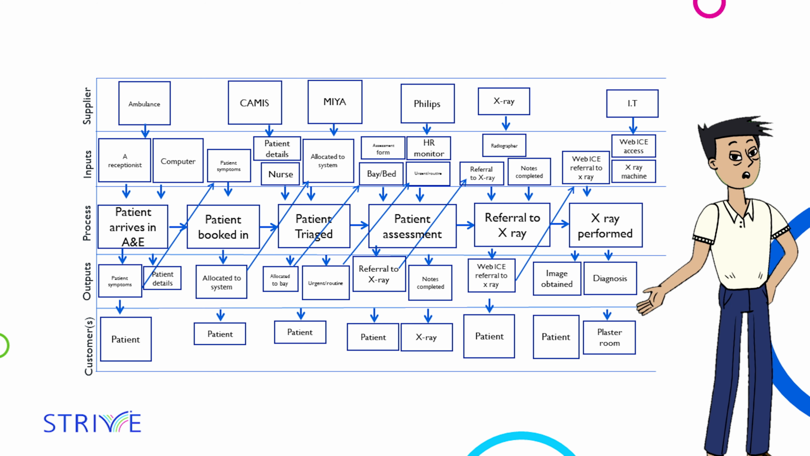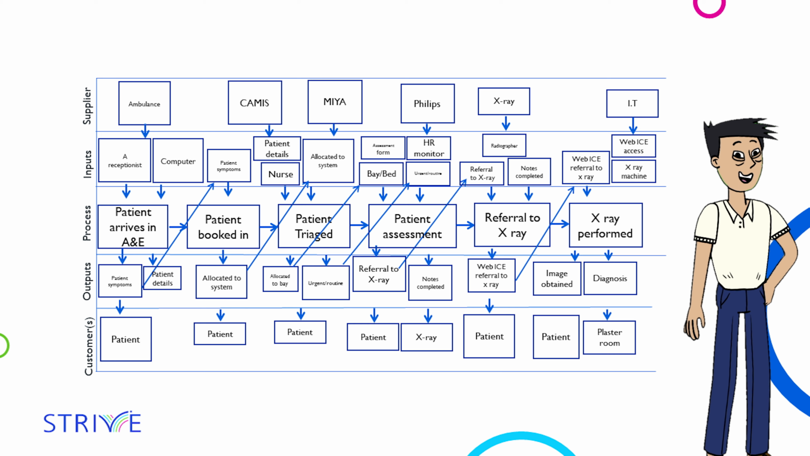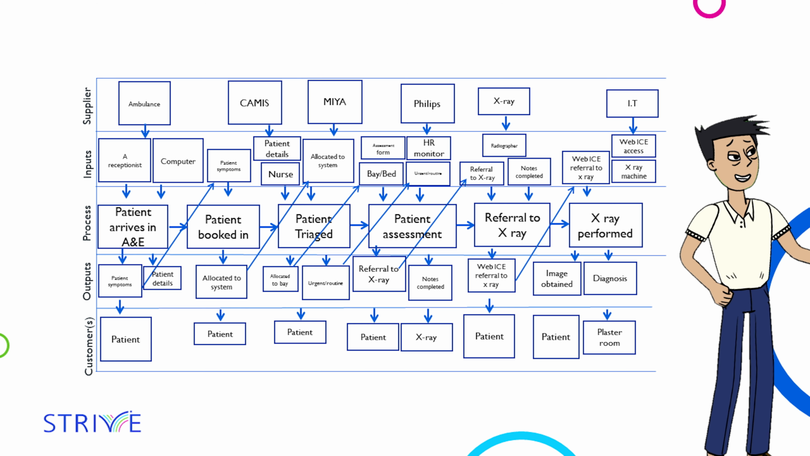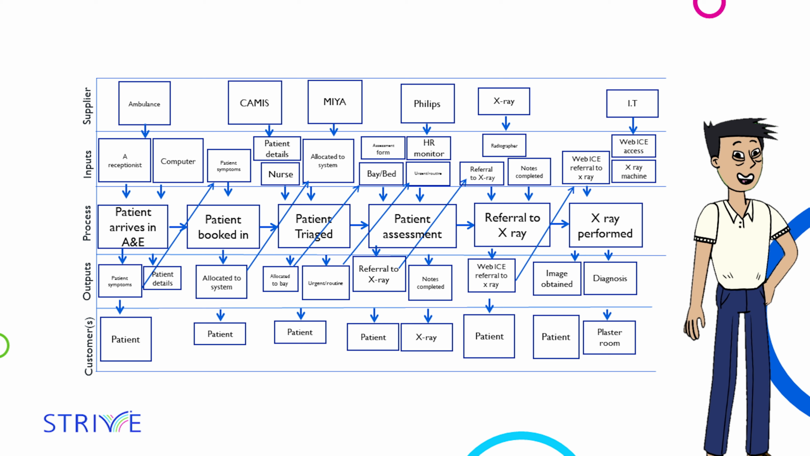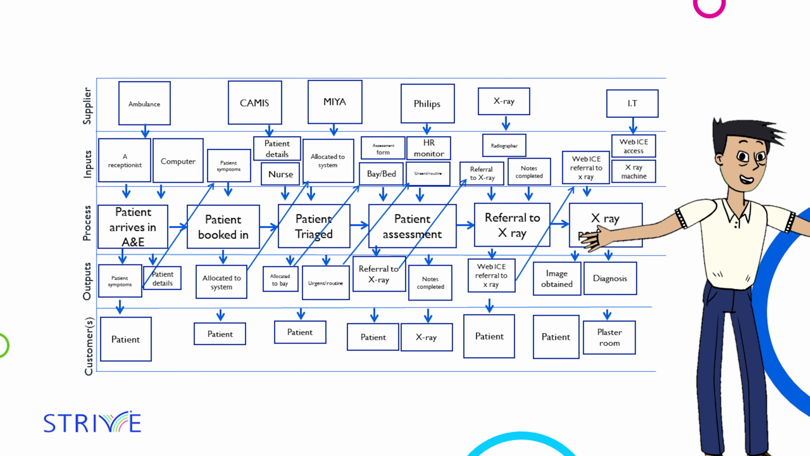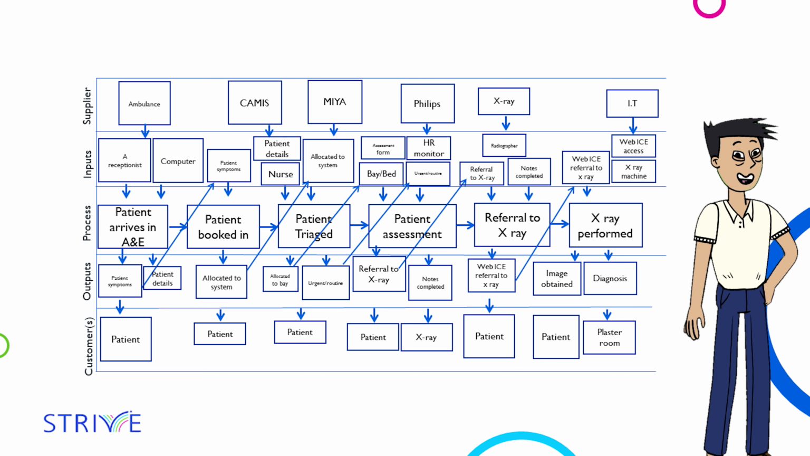So with the patient arriving in A&E, we'll take the first step for an example. You're going to need some inputs there, which would be a receptionist and a computer itself. Some of the key outputs to that would be patient symptoms captured, as well as the patient details like name, date of birth, things like that. And as you can see looking at the visual, the supplier to that particular input might have been an ambulance, if the patient was brought in via ambulance, and the customer in this particular case is the patient. So you'll see that they're going to stay quite consistent in the customer line moving forward.